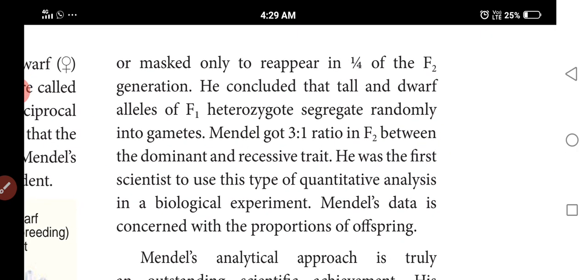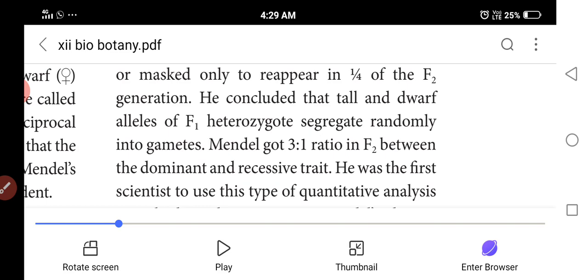So Mendel asked why one-fourth of the gametes or these characters would be hidden or masked, only to reappear in one-fourth of the F2 generation. So it was concluded that the heterozygous condition is segregated, and the gametes are randomly segregated.